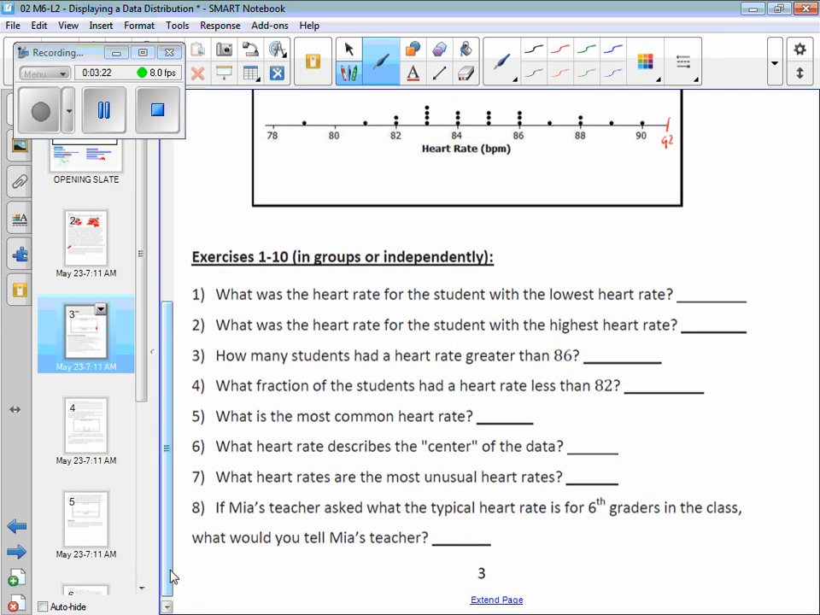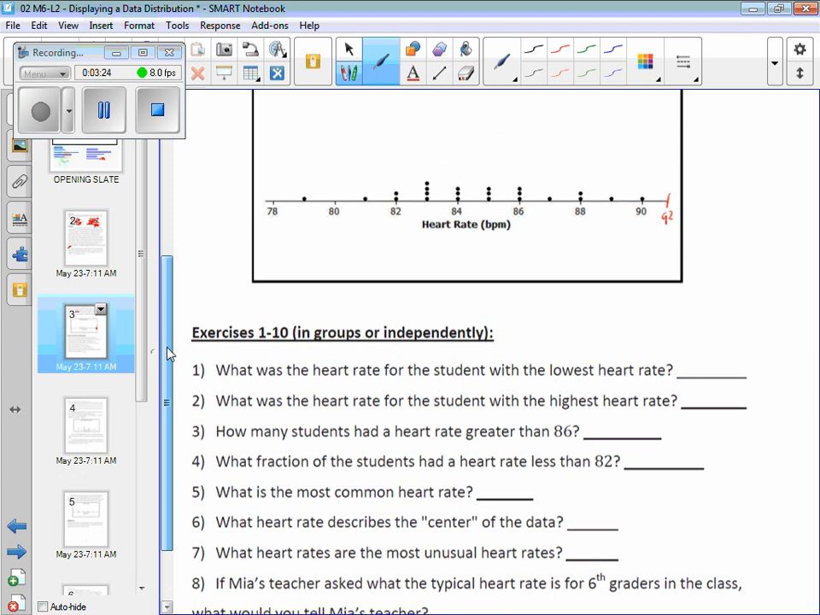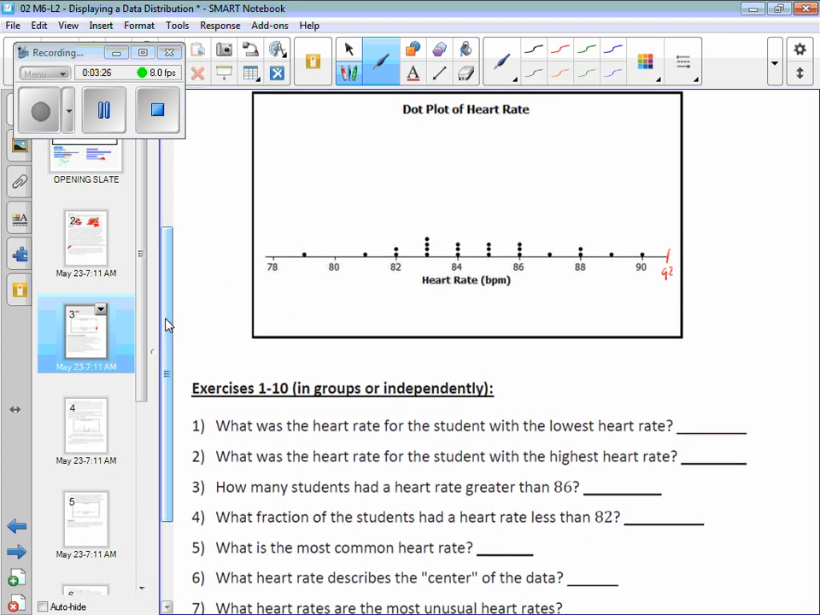So now let's take a look and analyze the data. Raise your hand. What was the heart rate for the student with the lowest heart rate? Ava, 79. What about the highest?